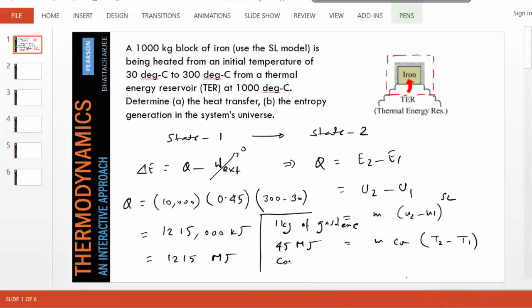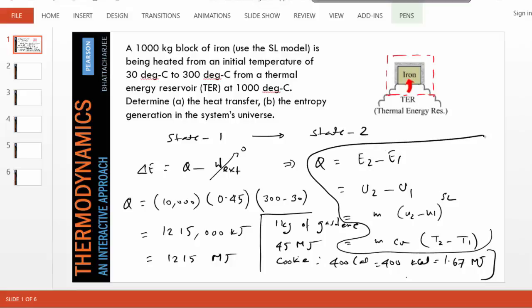A large cookie in your favorite store probably has 400 calories, which means 400 kilocalories really, and that is about 1.67 million joules. You can show that. So that gives you a perspective in this problem that the amount of heat needed is really tremendous. You have to burn so much gasoline just to get that much amount of heat out.